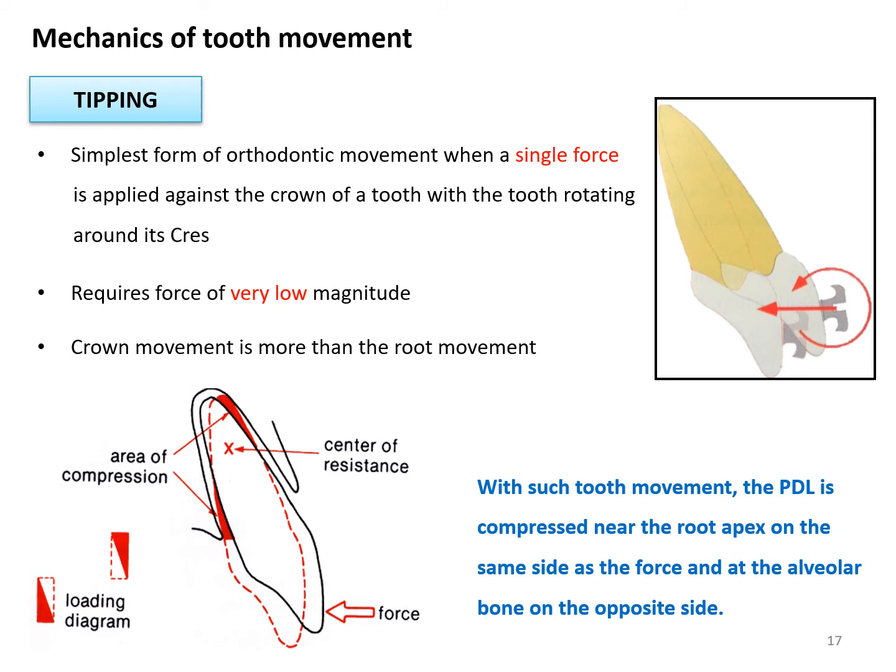So when this rotation occurs, the PDL is compressed near the root apex on the same side of force application. However, there is an area of compression of the PDL fibers at the alveolar bone region on the opposite side. So we've already understood this pressure and tension concept in our biology of tooth movement. You'll have to remember those and connect it with how tipping causes areas of pressure and also areas of tension.